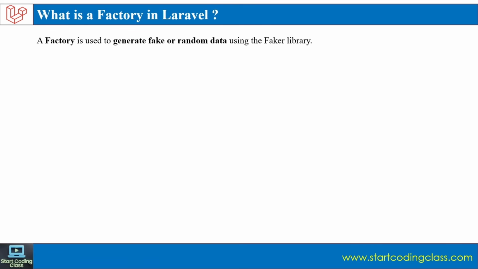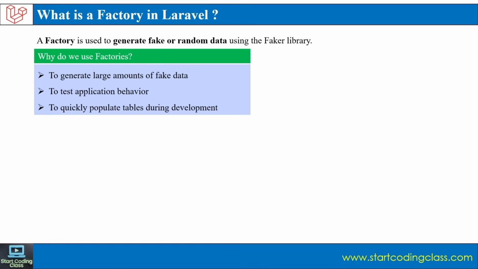So let's go. A factory is used to generate fake or random data using the Faker library. With the help of the Faker library, it will create random data. Why do we use factories? To generate a large amount of data, because the previous seeder is only for a small amount of data. You can do 5 records, 10 records, but if you want 50, 100 or 1000 records, it is not possible with a seeder because you have to enter the values manually.